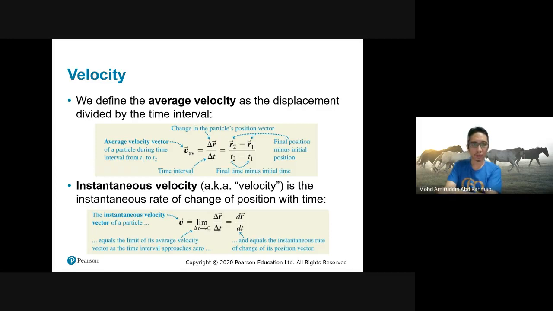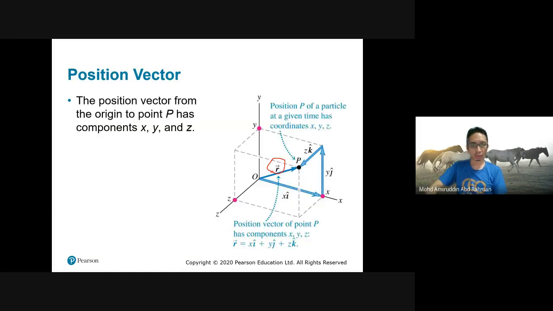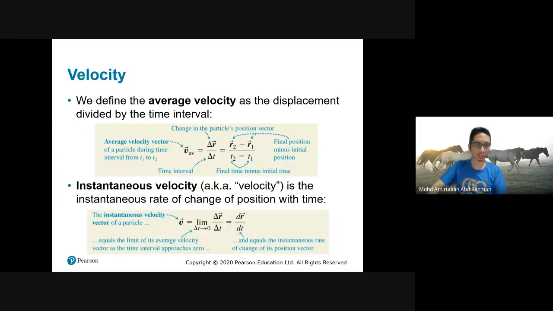Let's say we are looking at the first position at R1, for example, and then going to R2. If you look back over here, let's say over here is R equals 0, and then here is R equals 1. We are measuring that. So what is the delta R over a specific time interval? Once you obtain that, that is the average velocity.